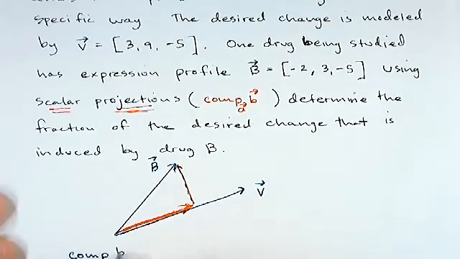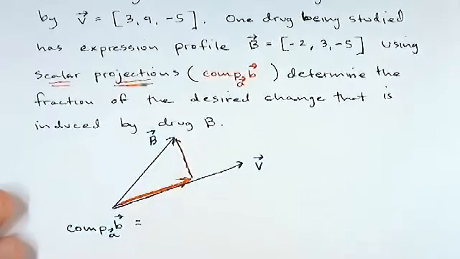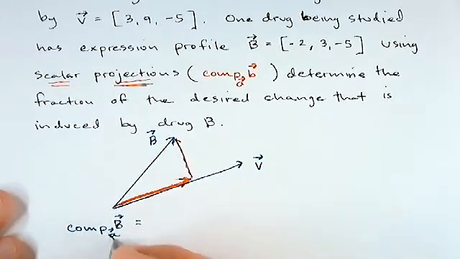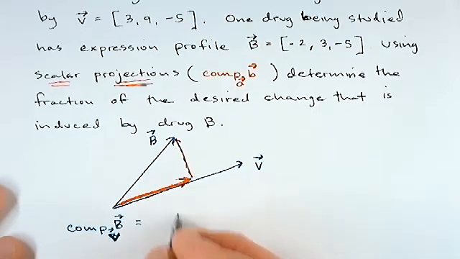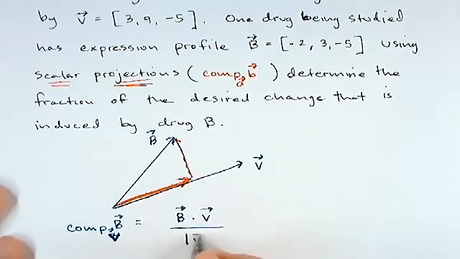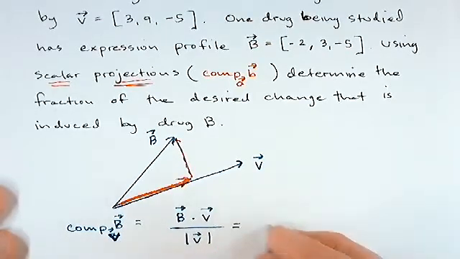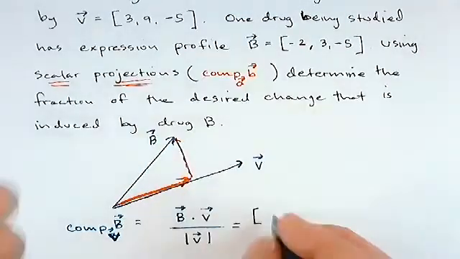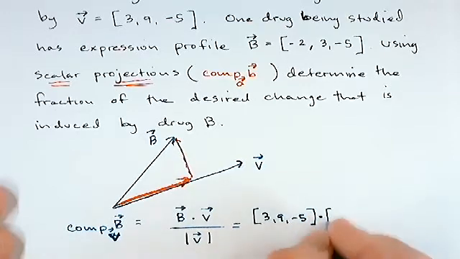So the component of B onto A, or I guess we want B onto V. There we go. Change things up a little bit. That is going to be vector B dotted with vector V, divided by the magnitude of vector V, since it's going in the same direction as V. Let me write out these vectors because they're up here. So that would be 3, 9, -5 dotted with -2, 3, -5.